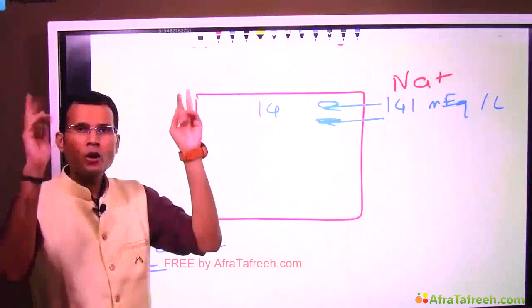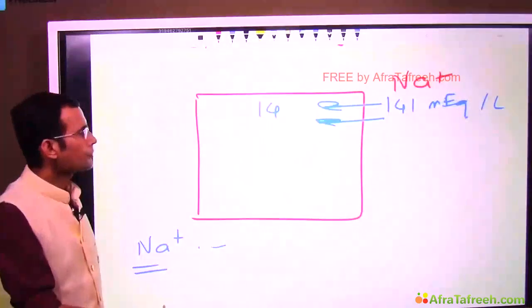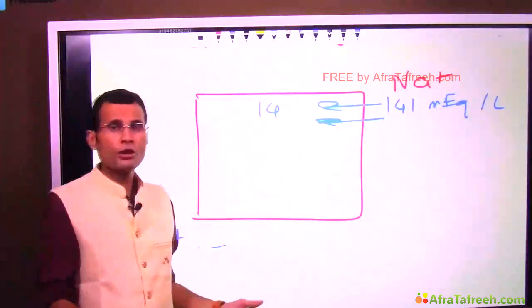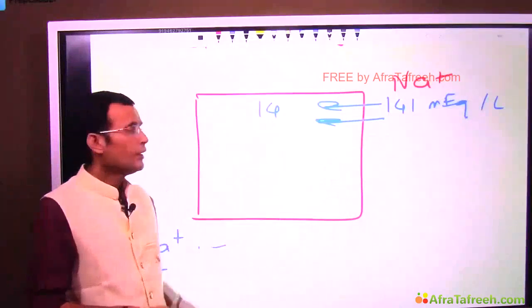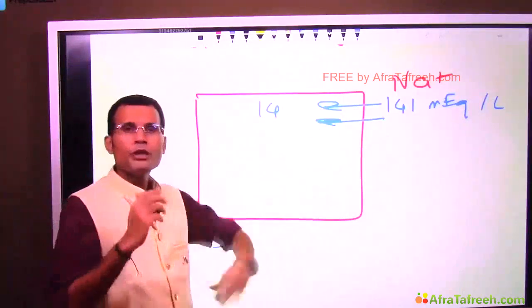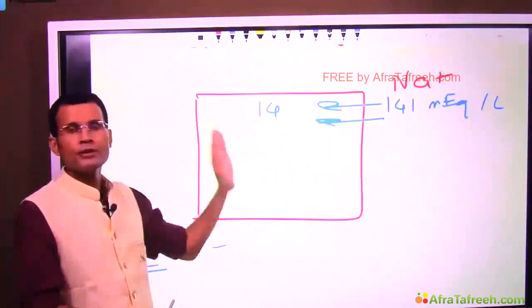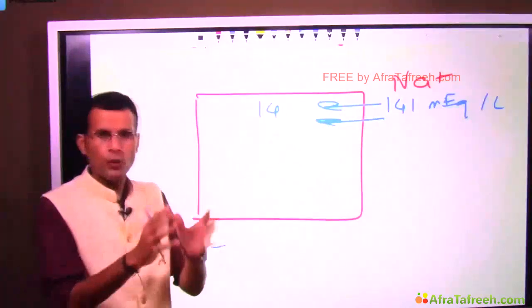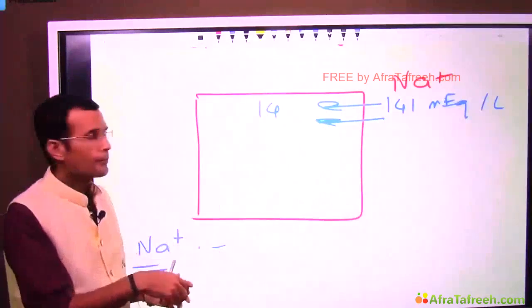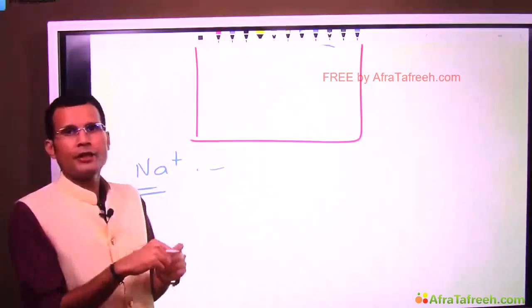That's by concentration gradient. You know, diffusion occurs from high to low concentration, and so sodium's concentration gradient will pull the sodium into the cell. That's one point for sodium. But what about the electrical gradient?